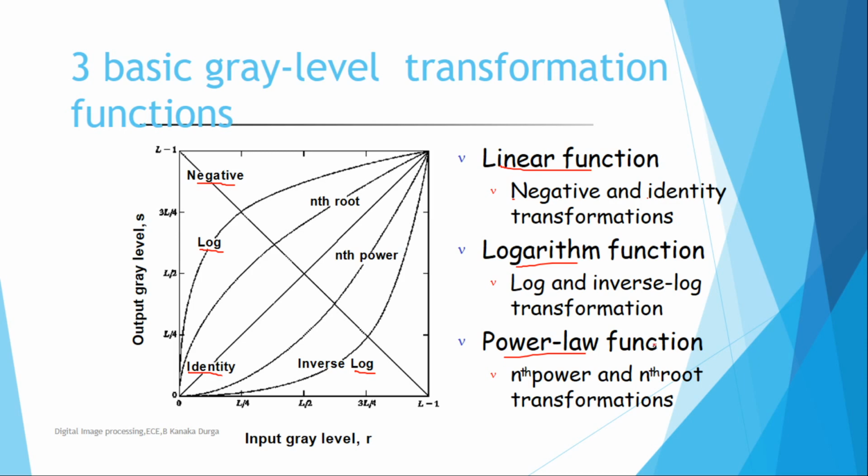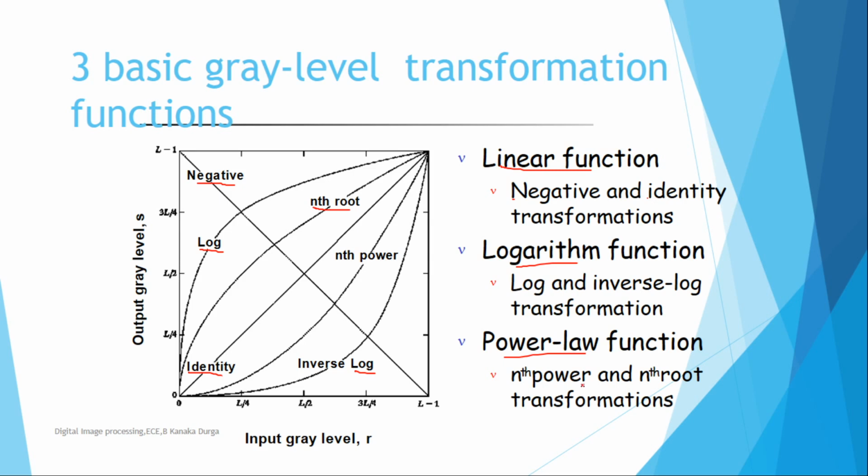And the next one is the power law function. In the power law function, again we have nth power and nth root of the transformation. It finds the root, that's why it is called nth root. And if you consider the nth order value, it is called nth power. So the power law functions are the nth root and nth power of the functions.